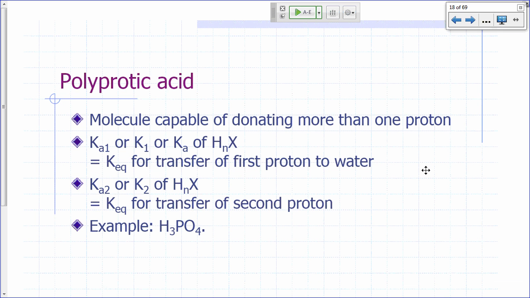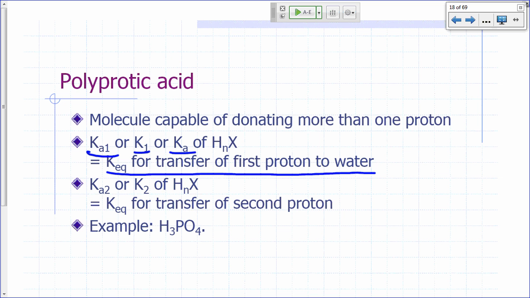Now, a molecule that's capable of donating more than one proton is what you would call a polyprotic acid. If it's capable of just donating one proton, how would you call it? If it's not poly, it's monoprotic acid. So if you have these kinds of molecules, ionization can occur in several steps. What you would call the Ka1 or the K1 or the Ka would be the KEQ for the transfer of the first proton to water.